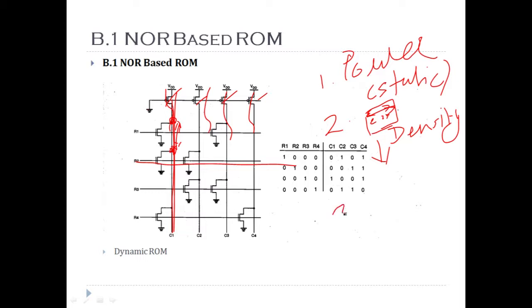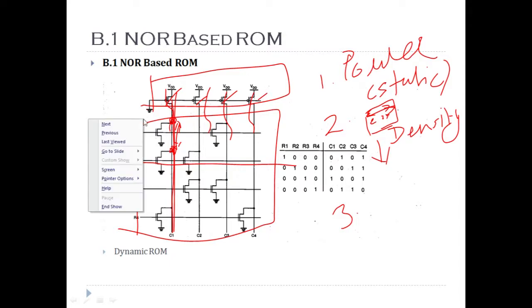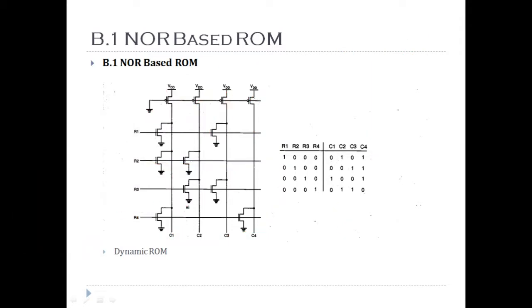And then there is a third disadvantage, I would say. You can see all the transistors here are NMOS, and we have to fabricate PMOS, another layer of mask, just to fabricate PMOS. So it adds to the complexity of the fabrication. So these are three limitations, I would say, in a NOR based ROM.